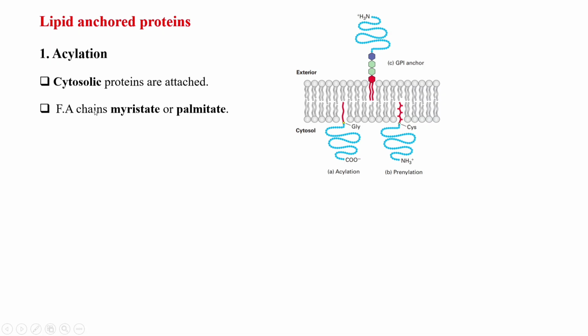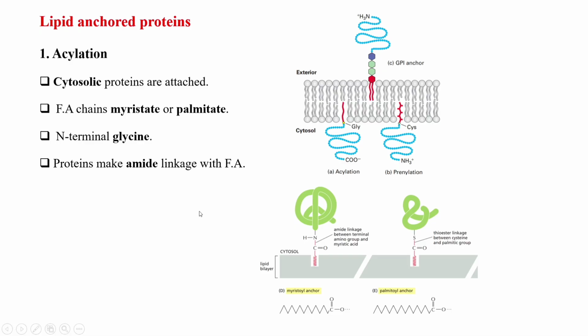Second, the fatty acid chains are myristate, or myristic acid, or palmitic acid. Third, the protein has an N-terminal glycine. You see here, there is a glycine molecule present. Those proteins contain N-terminal glycines, and these proteins can make an amide linkage with fatty acids like myristic acid or palmitic acid. You can see here the amide linkage between the terminal amino group and myristic acid.